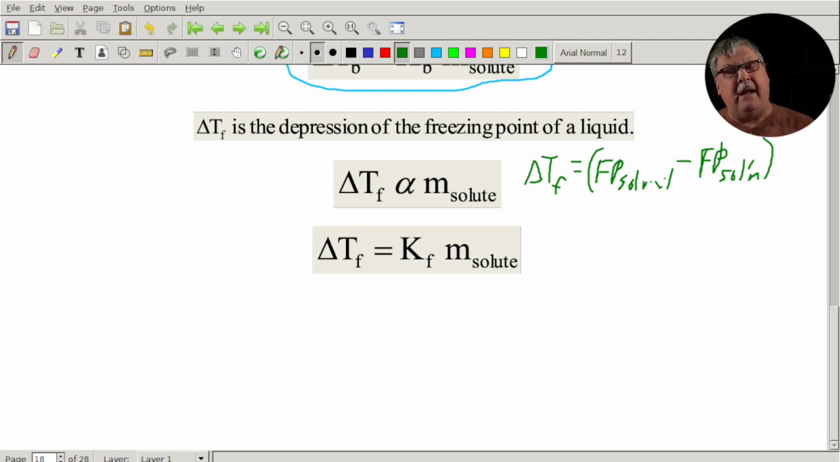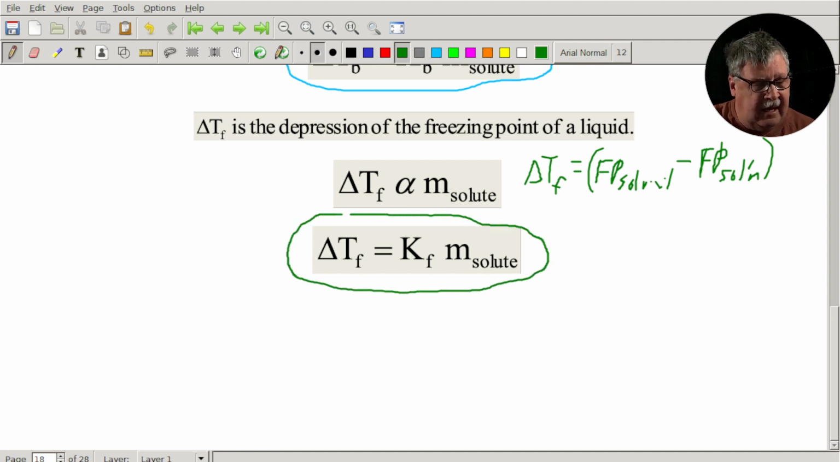It's a little weird, but that way it's a positive number always. So again, that change in freezing point is directly proportional to the molality of the solute. And we can turn that proportionality into an equation if we know the freezing point depression constant, or Kf, for the solvent in question.